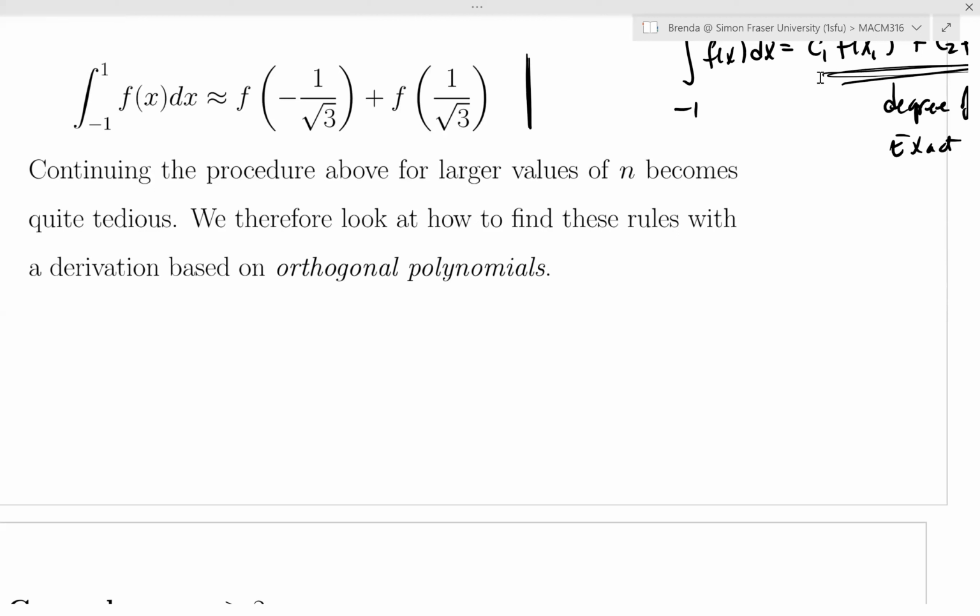This is not a power series. What we're doing is we're taking a finite number of points that we're going to evaluate our function at, and then we will weight them optimally, and optimal means getting the maximum degree polynomial that is exact for. And then why do we think of the polynomial?